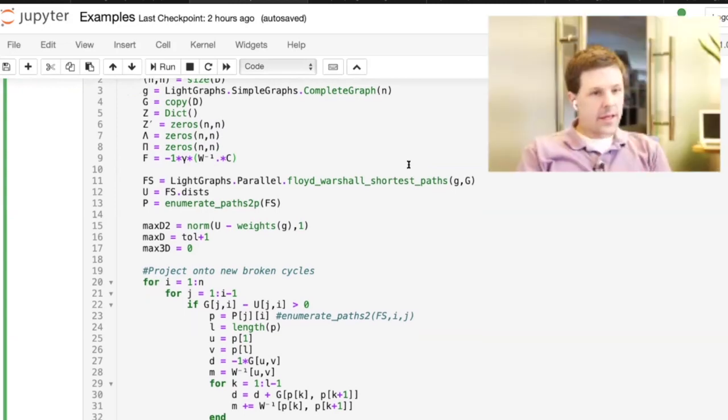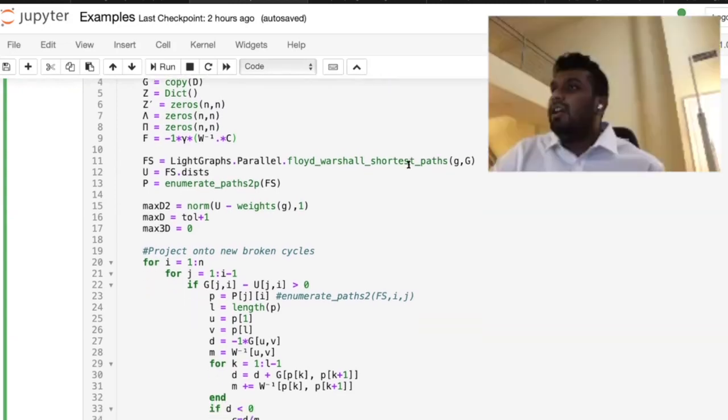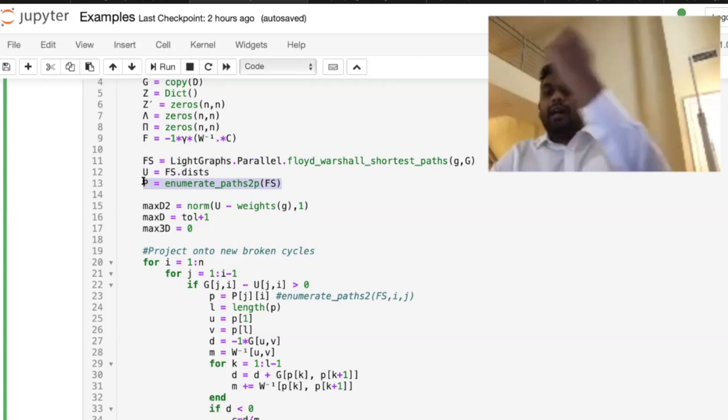Okay. So then the first thing we do is we call the Floyd-Warshall algorithm on our instance, our graph and our weights. It returns this Floyd-Warshall object. We extract the distances, and then B, we also extract the shortest paths.